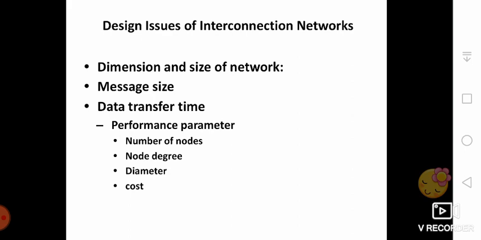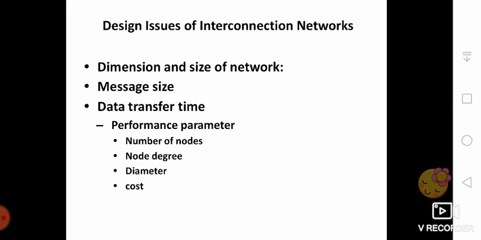Then performance parameters. First, number of nodes. The number of nodes in a multiprocessor network plays a dynamic role by virtue of which the performance of the system is evaluated. A higher number of nodes means higher complexity, but also higher system performance. Therefore, the number of processors should be optimal.